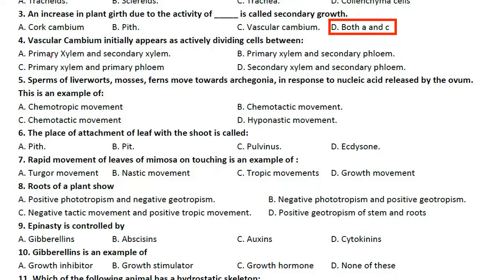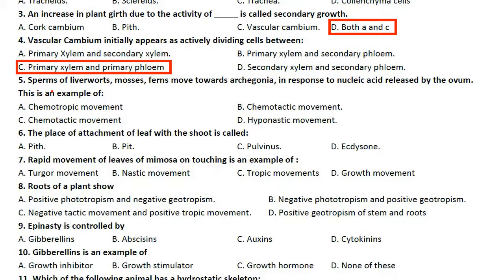The fourth MCQ is: vascular cambium initially appears as actively dividing cells between. You know that we have 2 cambiums, vascular cambium and the cork cambium. Vascular cambium is the layer of dividing cells between the primary xylem and the primary phloem. So option C is the correct one.